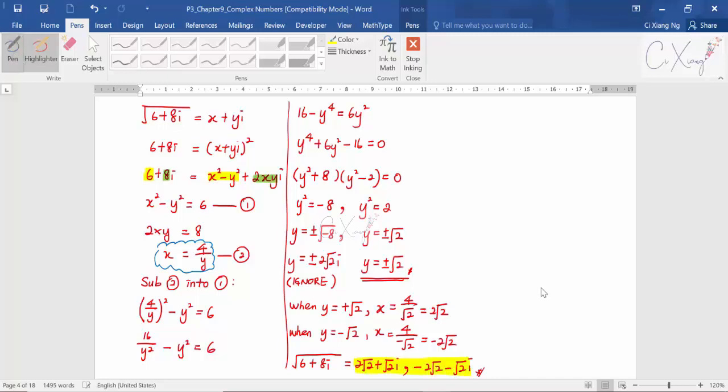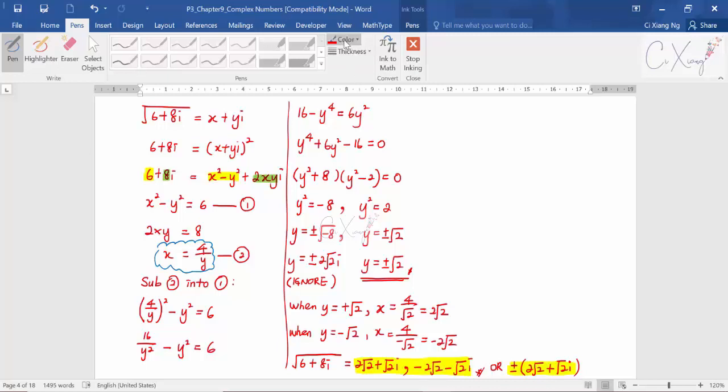Alright, so this is your answer. Some students might want to write it like this, plus minus bracket 2 square root 2 plus square root 2i. Also can. You can write it with a plus and minus sign like this, also no problem. Okay, so this is a complete answer for finding out the square root of 6 plus 8i. In exam, this is what you need to do.